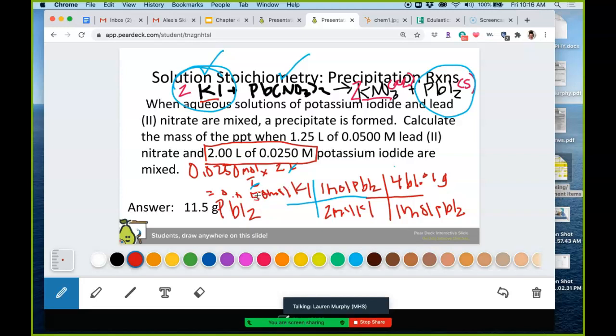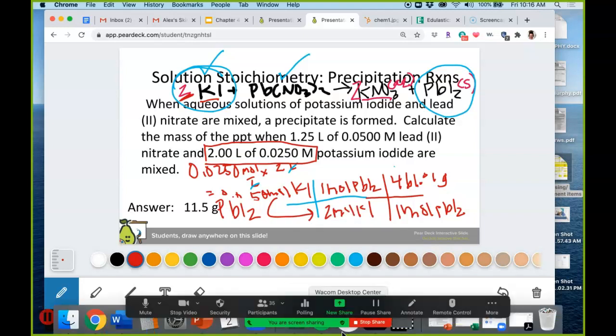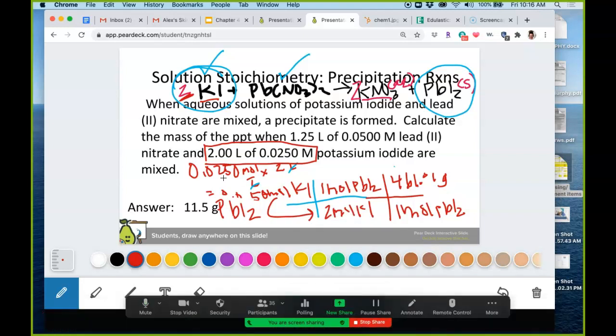So you take this number and you divide by its respective coefficient, which is a 2. And then the lead 2 nitrate, I divided by a 1 because there's really an invisible 1 in front of it. And that's how I quickly determine my limiting reactant instead of doing stoichiometry with both of them. Because look, in essence, that's what you end up doing here. You do end up dividing by 2. It's just a shortcut method. Good question. Thank you so much. You're welcome. Are there any other questions?